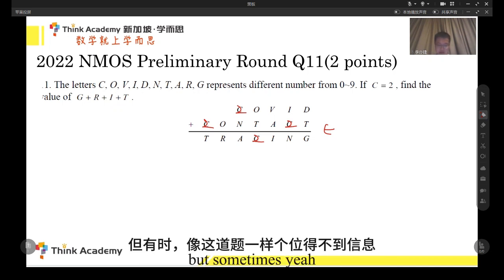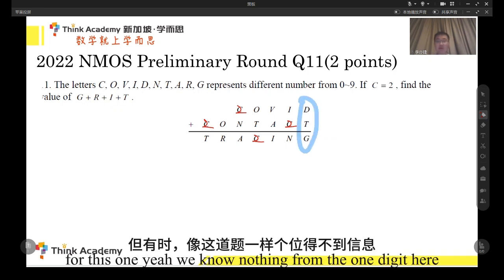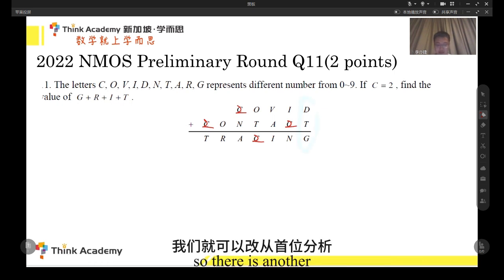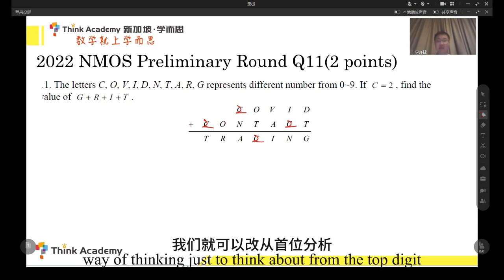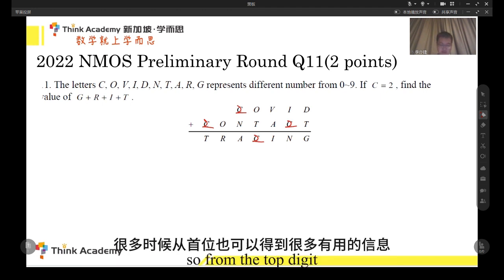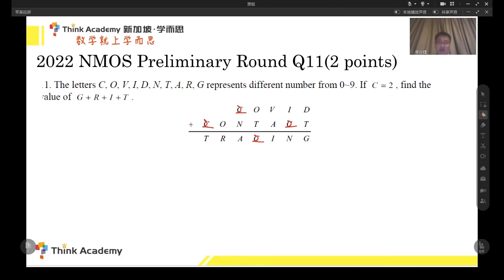But sometimes, for this one, we know nothing from the last digit. So there is another way of thinking, which is to think from the top digit. From the top digit, sometimes we see very important information. First of all, the first digit here, C, is 2, but C did not add up with any numbers here, yet it turns into T, which is a different number. So how does it happen? The answer is simple: there is a 1 carried forward here. So T equals 3, right?